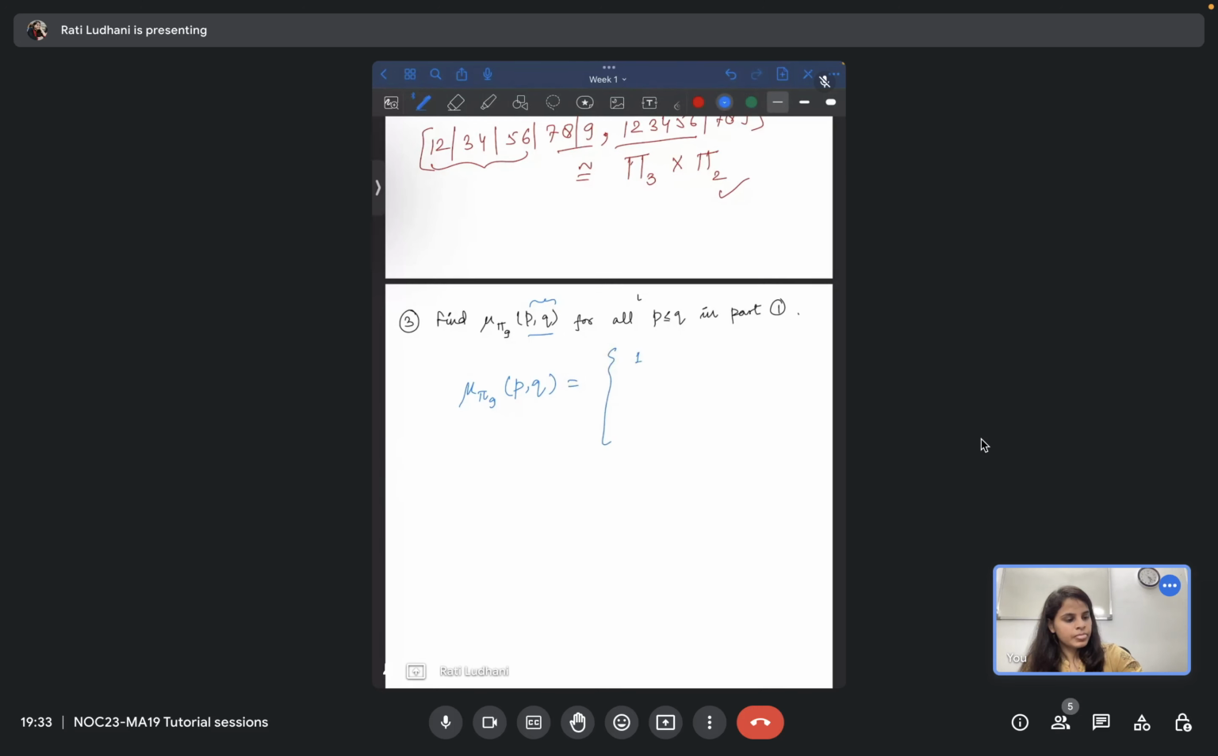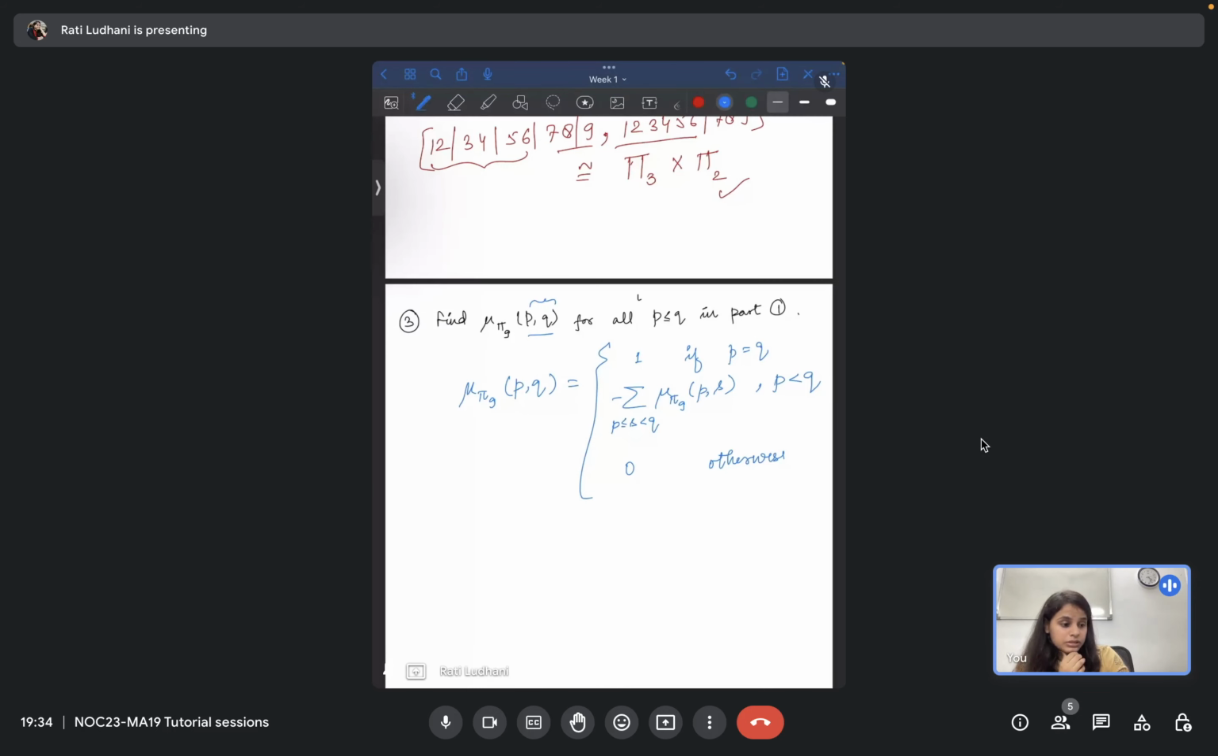So from the definition, mu of pi 9 pq, the formula I can write: 1 if p is equal to q, minus the summation of mu of pi 9, p z, where p is less than or equal to z less than q, whenever p is strictly less than q, and this is 0 otherwise. So that is the formula. Now let's calculate.